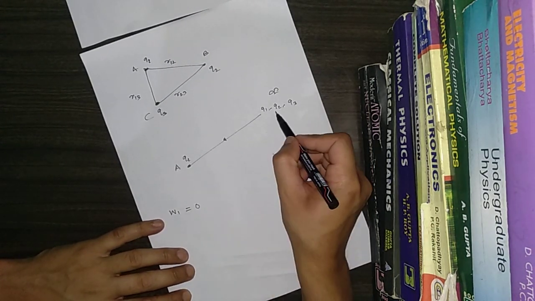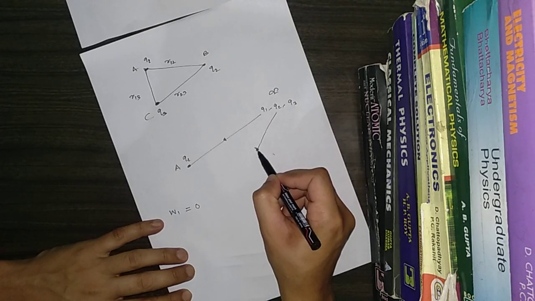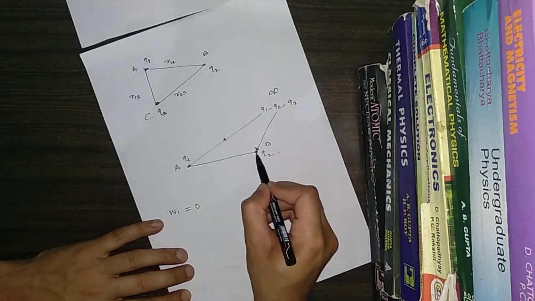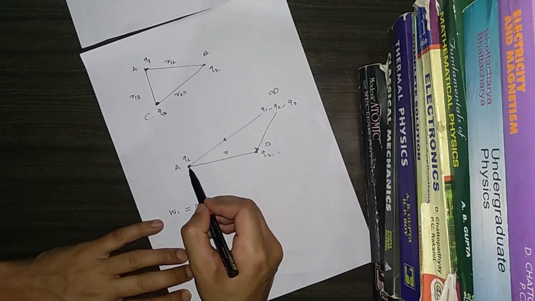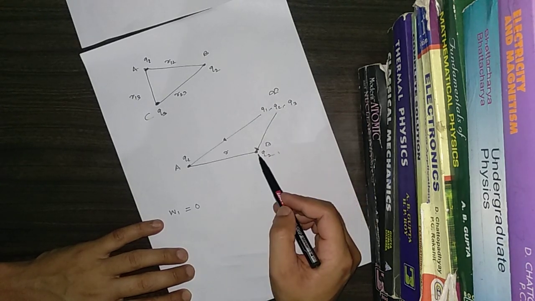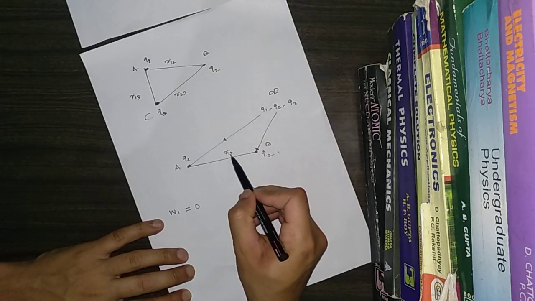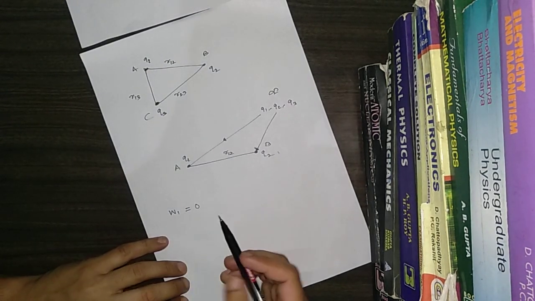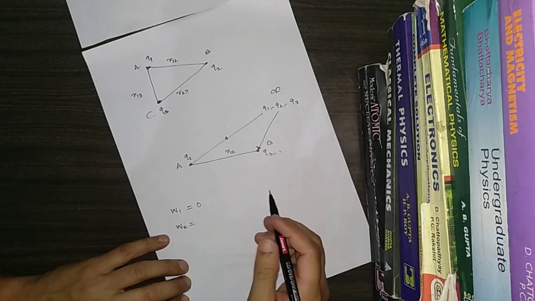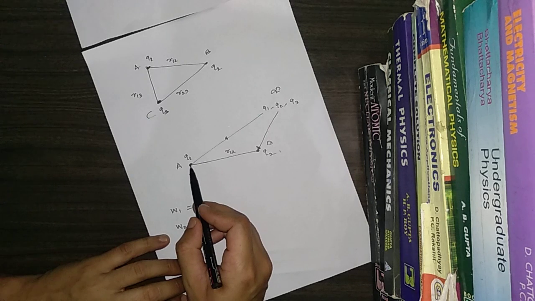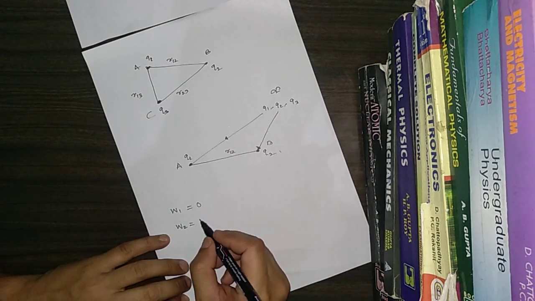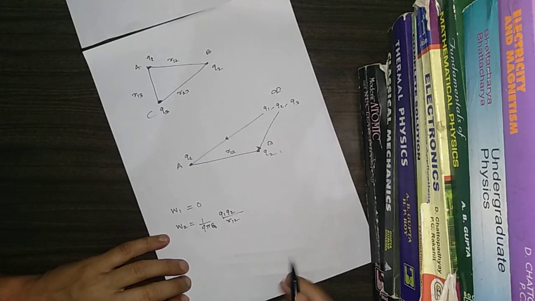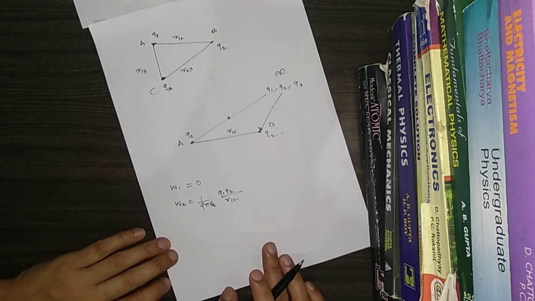Now when you bring charge q2 to position B, you are influenced by charge q1, because you are bringing q2 in the presence of q1. That means you have to do some work against the force of repulsion of q1. So W2 will be 1 by 4 pi epsilon naught q1 q2 divided by r12. So this is our W2.